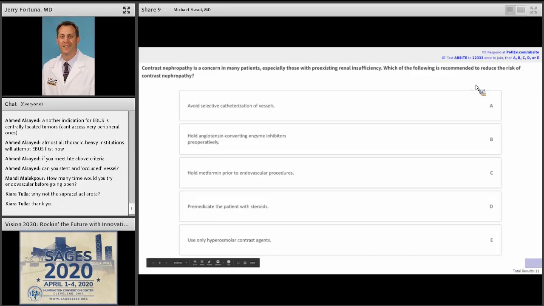Okay. Contrast nephropathy is a concern in many patients, especially those with pre-existing renal insufficiency. Which of the following is recommended to reduce the risk of contrast nephropathy? A, avoid selective catheterization of vessels. B, hold angiotensin converting enzyme inhibitors preoperatively. C, hold metformin prior to endovascular procedures. D, pre-medicate the patient with steroids. E, use only hyperosmolar contrast agents.